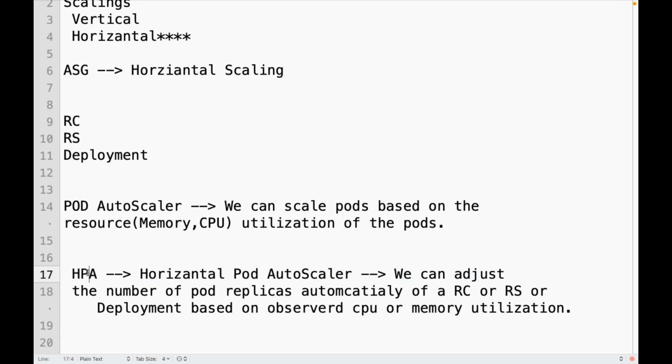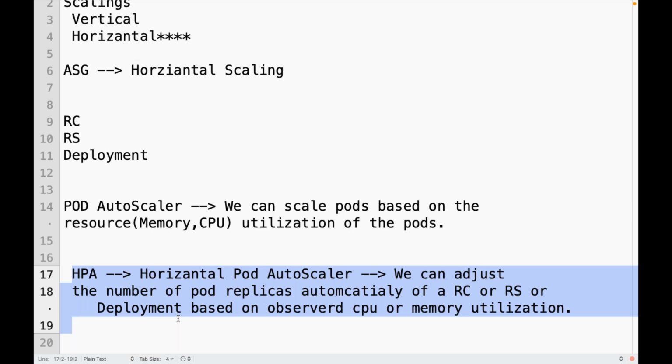Now, if I want to use the horizontal pod autoscaler, do I need metrics? Do I need data about those pods: what is the current CPU utilization, what is the current memory utilization? Do I need that information to take the decision? Does HPA require those metrics to decide when to scale?